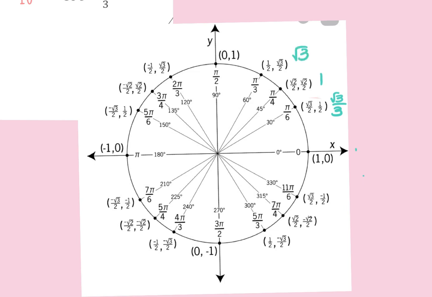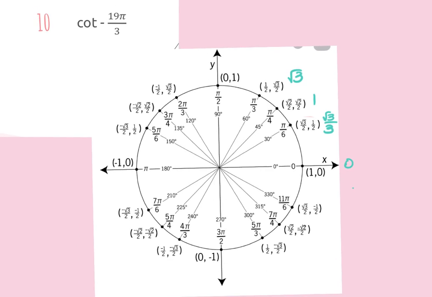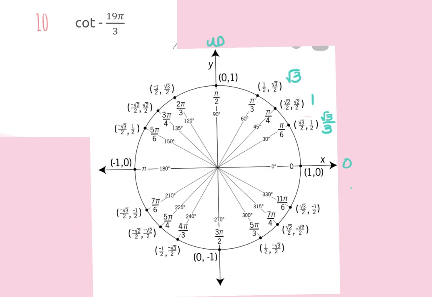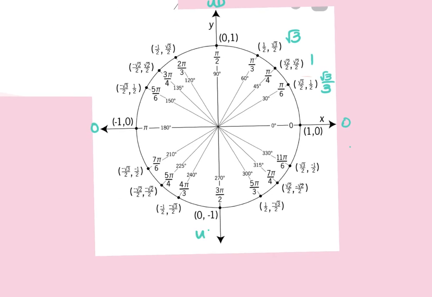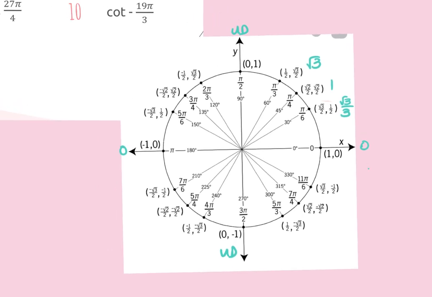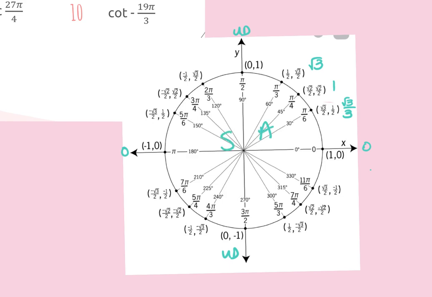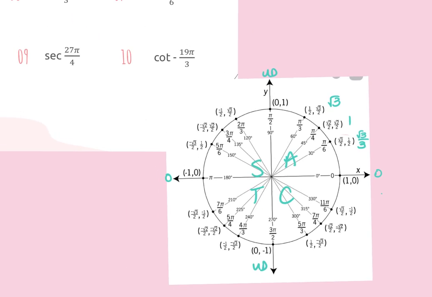You can even go as far as adding them on the quadrants too. 0 divided by 1 would be 0. 1 divided by 0 would be undefined, and that would repeat over here 0, and that would repeat down here undefined. So if you wanted to add them, you could. It's going to just take you extra time to add them all the way around, so keep in mind that you can also just use All Students Take Calculus to know the signs on those.